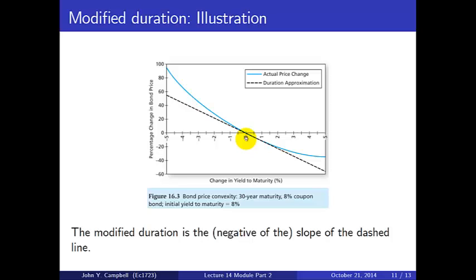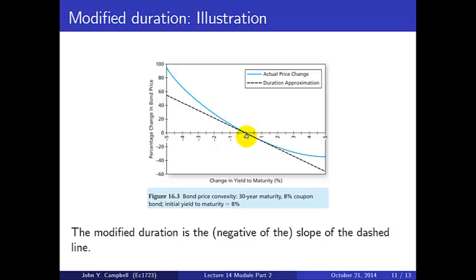So here's an illustration. This again is from Bodie, Keane, and Marcus. We're looking at changes in yield to maturity, and we're looking at the percentage changes in bond prices. The blue line is the exact relationship, and the black dashed line is a linear approximation, which will be very accurate for small changes in yields. And the slope of this black dashed line is modified duration. Okay, so by calculating modified duration, you're calculating the local sensitivity of the percentage change in the bond price to the change in the yield.